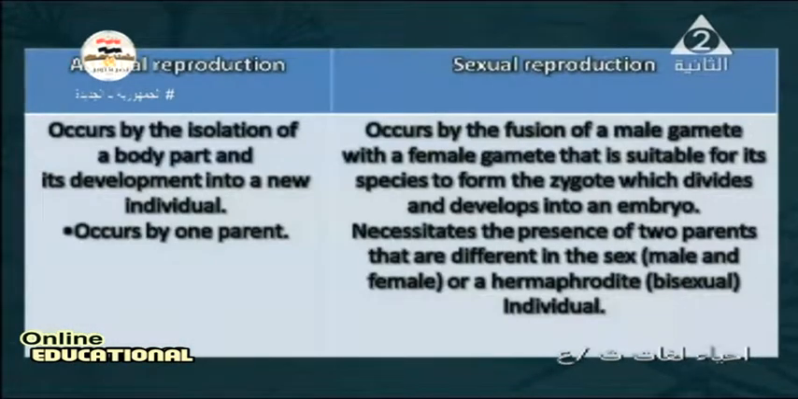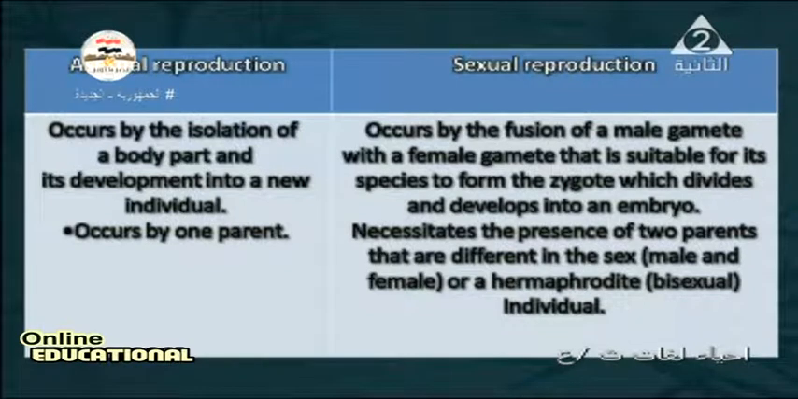Asexual reproduction occurs by isolation of part of the body and development into a new individual, by one parent. Sexual reproduction occurs by fusion of male gametes with female gametes suitable for its species to form the zygote, which divides and develops into a new embryo. It necessitates the presence of two parents, male and female, okay?